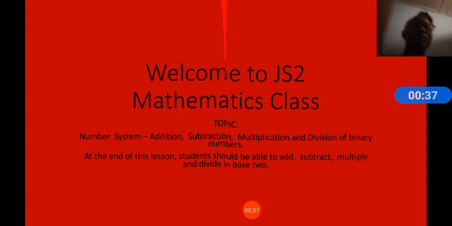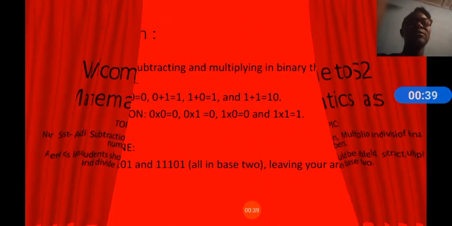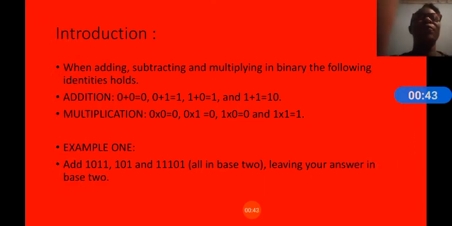Introduction. When adding, subtracting, and multiplying in binary, the following identities hold. Addition. 0 plus 0 is equal to 0. 0 plus 1 is equal to 1. 1 plus 0 is equal to 1. And 1 plus 1 is equal to 10.